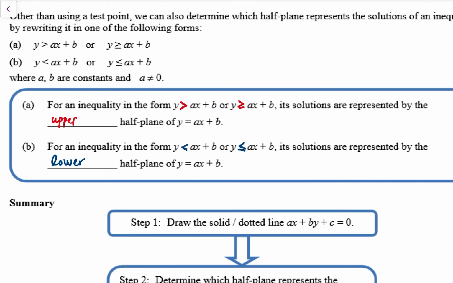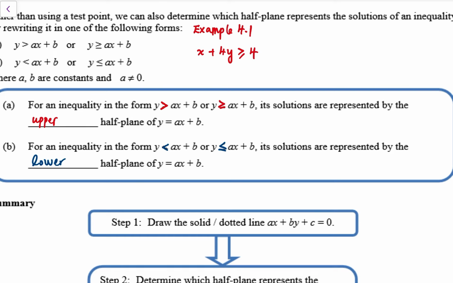So let's refer to example 4.1. Let's rewrite the inequality. So I have y greater than or equal to negative x over 4 minus 1. And since we have y greater than, we will be shading the upper half plane. The solutions will be represented by the upper half plane.